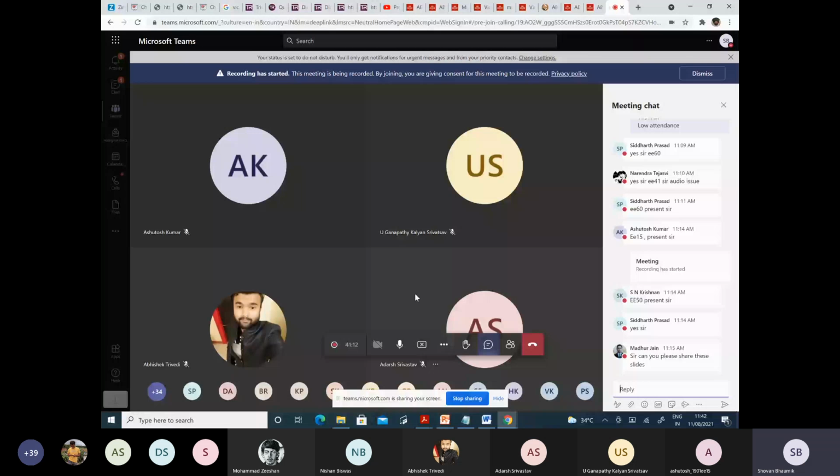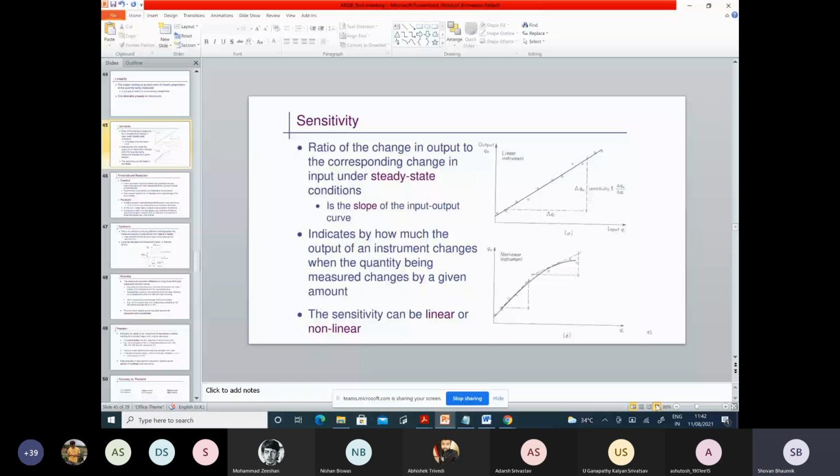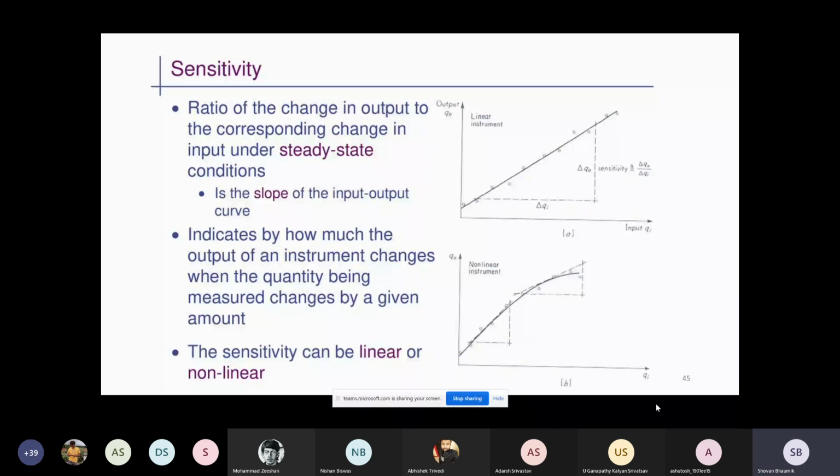Okay. Utkarsh is asking, does increasing the sensitivity increase the error? No, increasing the sensitivity will not increase the error. If it is, let's say, a linear instrument, and some change happens and you design the mechanism such that you get more output displacement, it definitely does not increase the error, but it may have a little adverse effect in a different way.